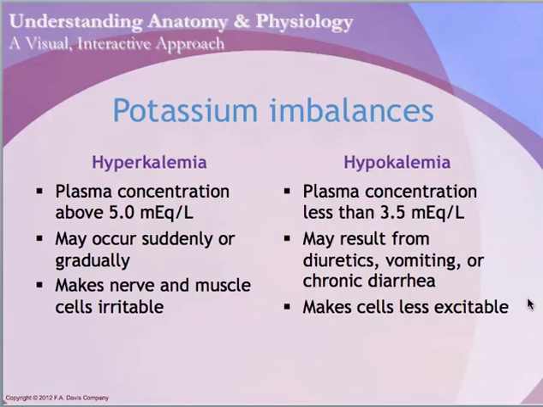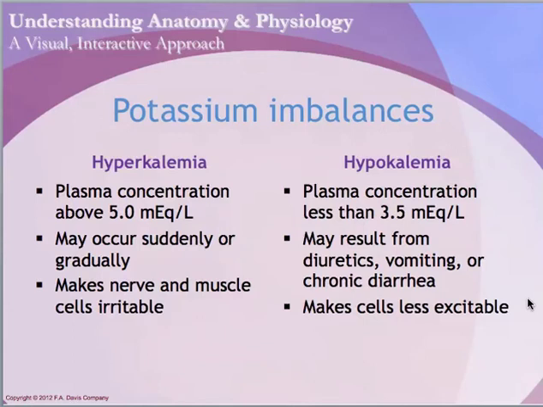We also have potassium imbalances, so you need to know 3.5 to 5.0 is a normal potassium range. Hyperkalemia means potassium greater than 5, can occur suddenly or gradually, and what really happens here is we get nerve or muscle cells irritable. So you get some kind of spasming or twitching. Okay. Potassium is the chief cation of intracellular fluid. Okay. It works with sodium for nerve and muscle function. And aldosterone can really help to regulate serum levels of potassium, just as it does sodium. So again, that's another key player here.